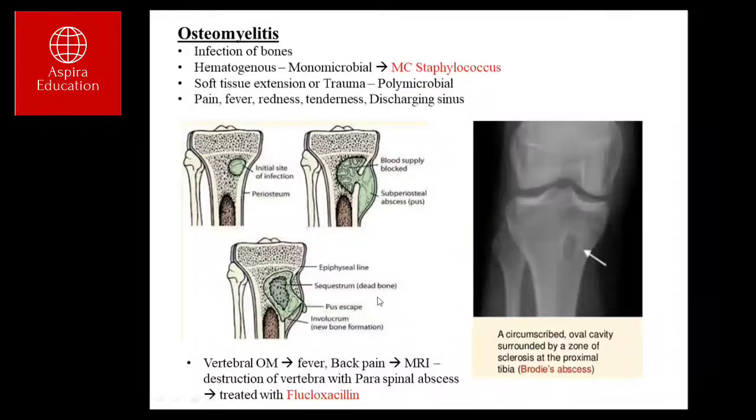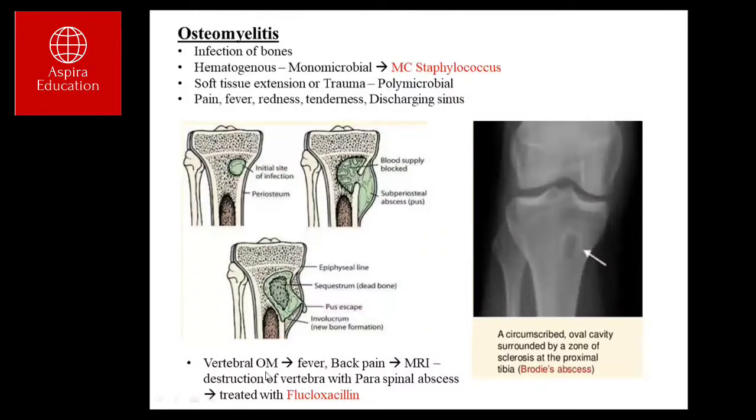Now, the dying bone will release some cytokines which will stimulate the proliferation of new bone. The new bone is called involucrum. Involucrum is new bone formation which is surrounding the dead bone. Now, when there is formation of new bone, what happens? There is a periosteal reaction. The periosteum gets elevated. So these are the changes that you can get in the X-ray of a patient with suspected osteomyelitis.